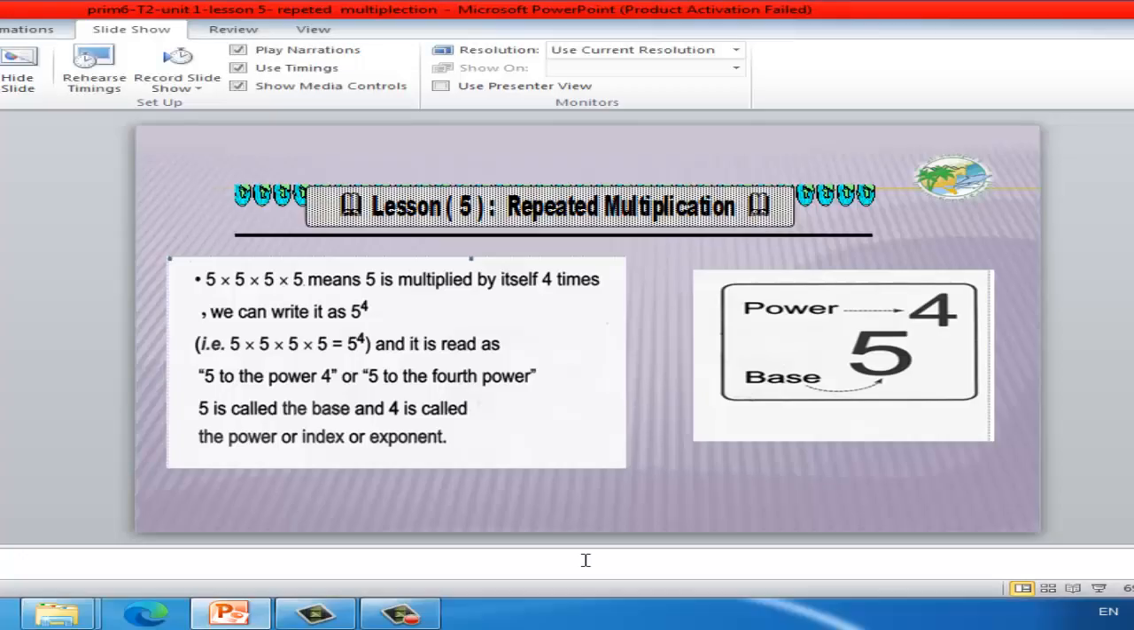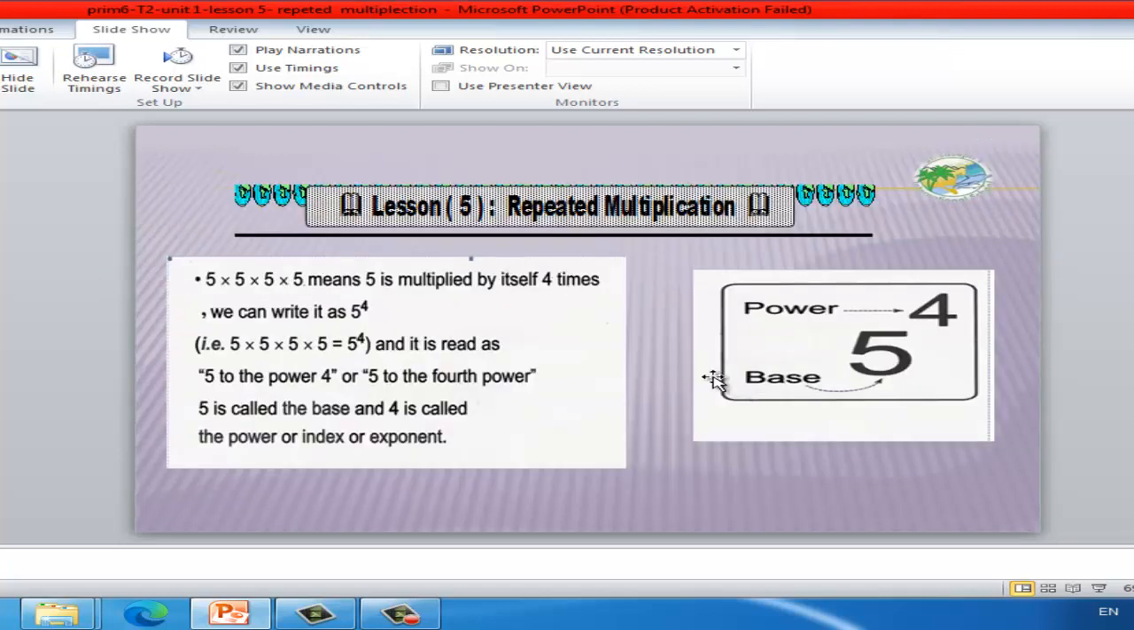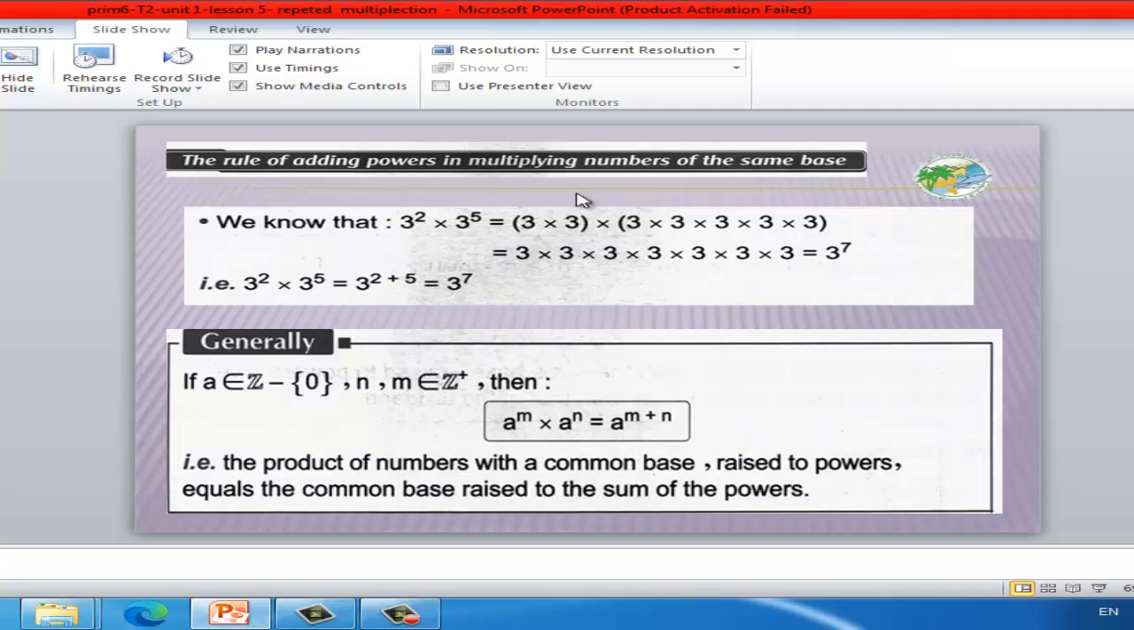Okay, this is the last example for this lesson. I hope everyone can understand. I just revised with you about this rule. For this rule, Primary 6, please don't forget the base and the power. For multiplication, the bases should be equal in order to add the powers. So the bases must be the same to add the powers.